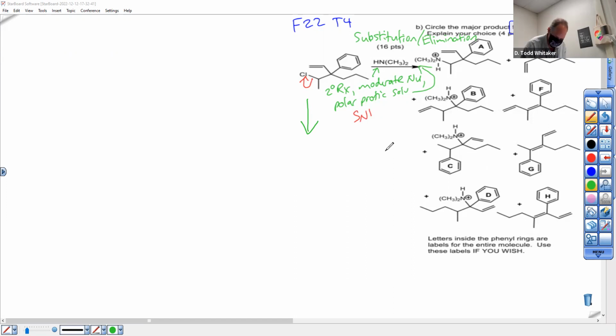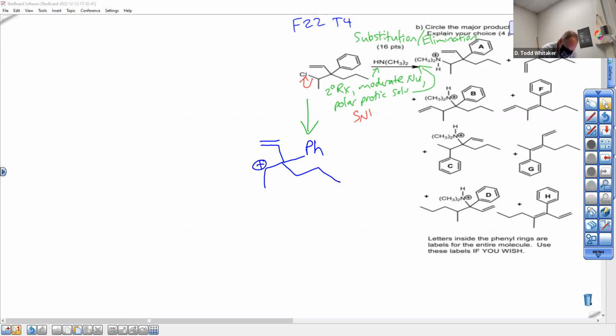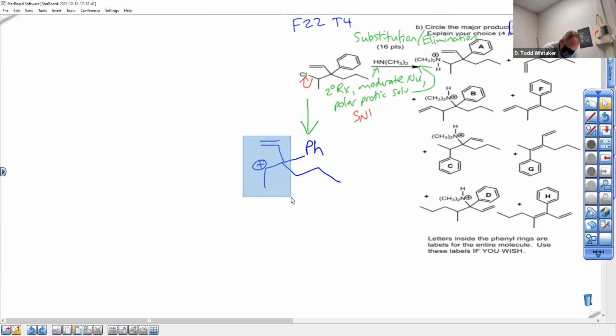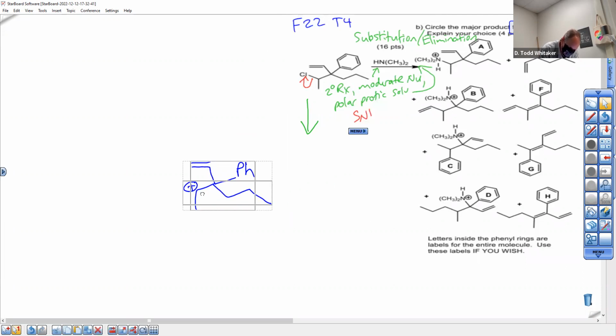So carbocation time, and you're going to need a whole bunch of copies of this carbocation. I'm going to draw the carbocation, and I need 7 copies. Why 7 copies? You're allowed the short form in this section of the exam. There is the carbocation.